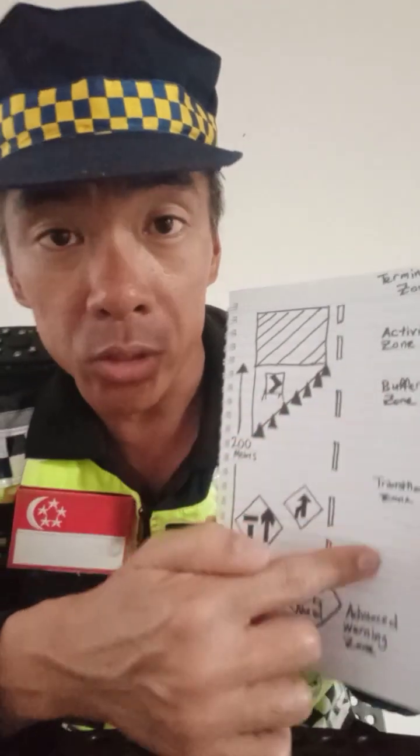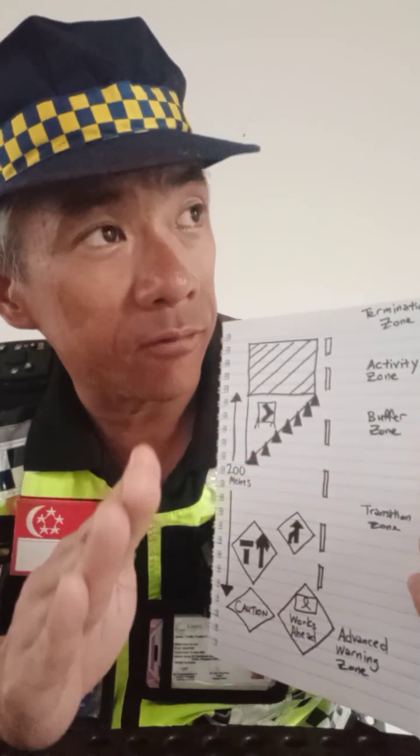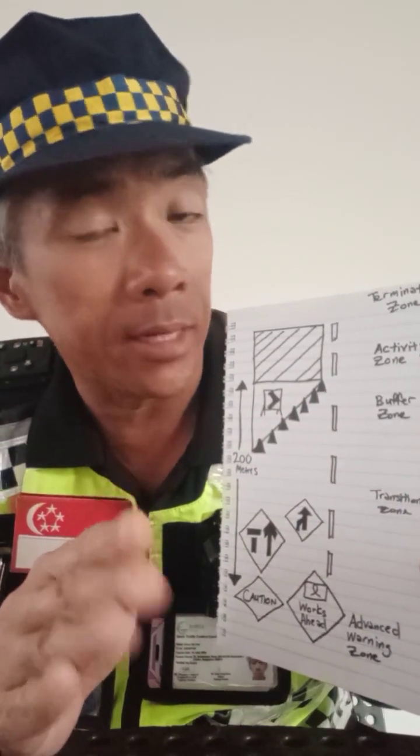Drivers, give way to the cyclists. Don't go too close to them. Let them clear first, because it's only one lane. This kind of situation, only one lane available. So let them clear first. Let them go first.